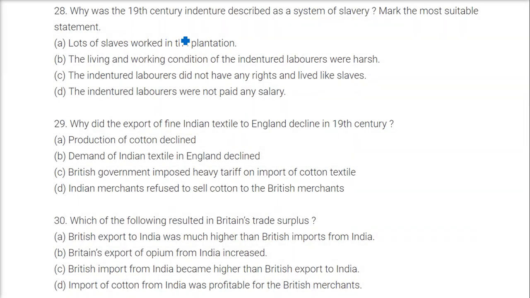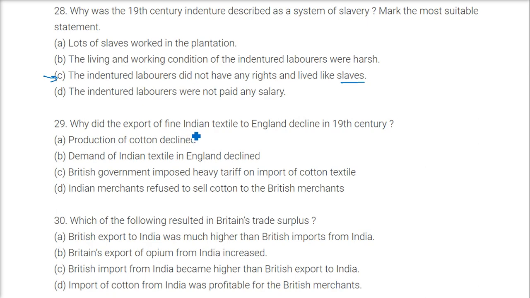Why was the 19th century indenture described as a system of slavery? You have to mark the most suitable statement. The answer here is the indentured labor did not have any rights and lived like slaves. Because the contract between them, everything is not disclosed. They are just shown the positive side. And once they reach there, they are confronted with all the bad things that have not been intimated to them.